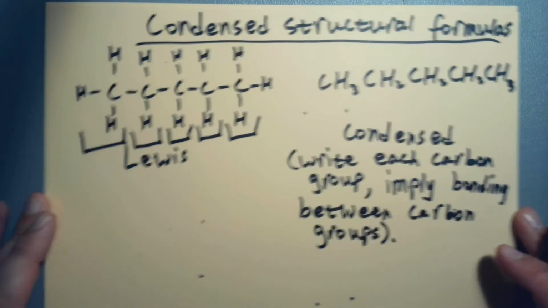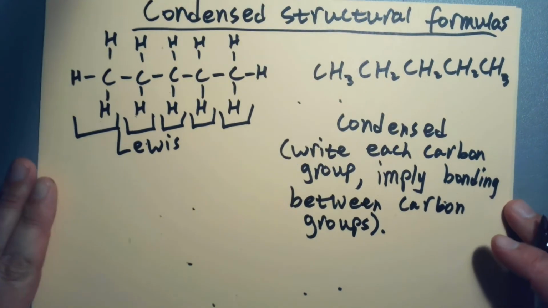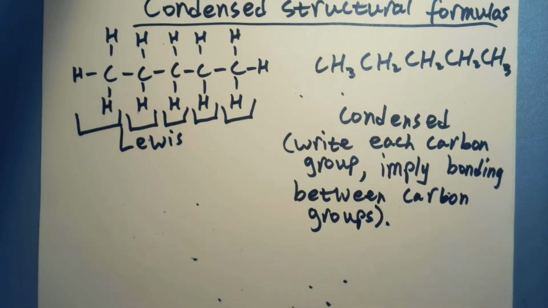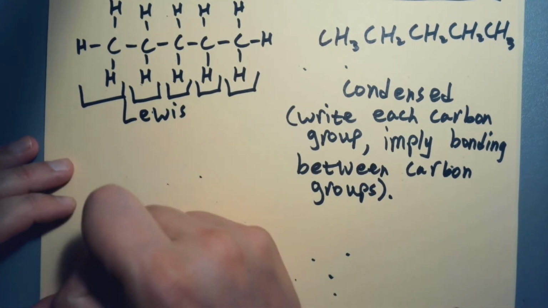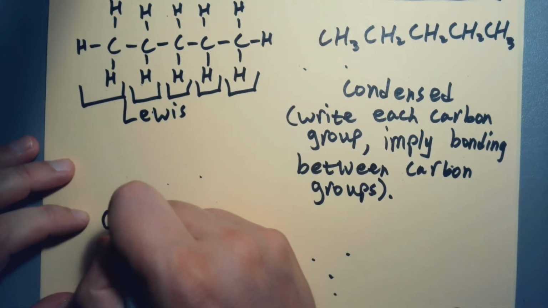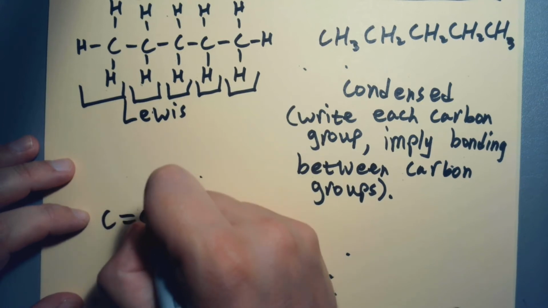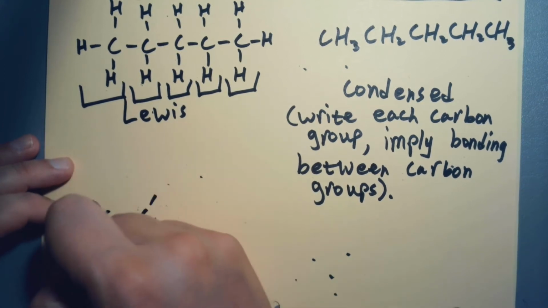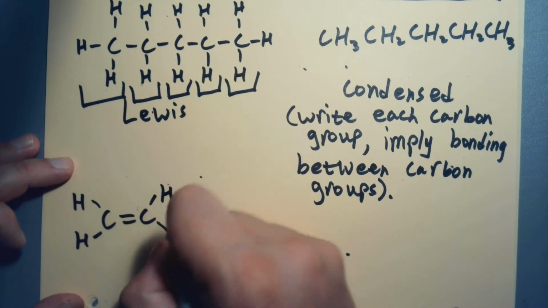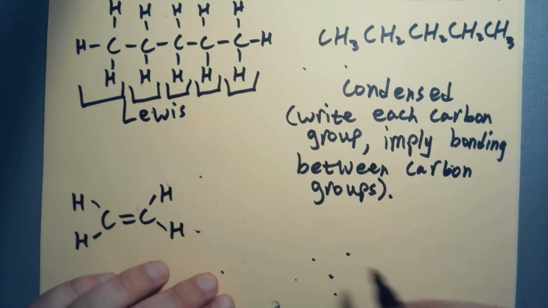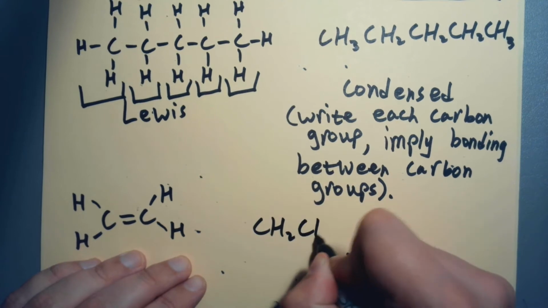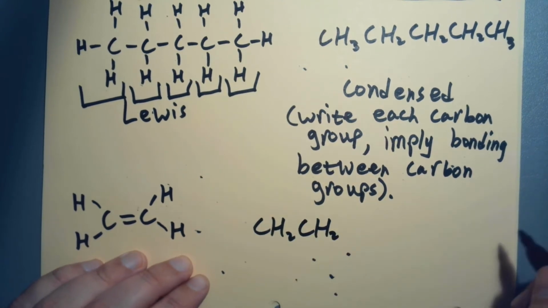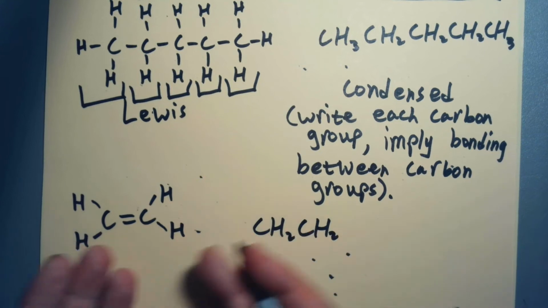Okay. Now, the line structures were great for showing double bonds and triple bonds. In the bad old days, this would be trickier. So if we had something like carbon double bonded to carbon, we'll keep it simple, just 2 carbons. This is known as ethene. Again, you don't have to know any of the names. The condensed formula for this would be CH2, CH2.